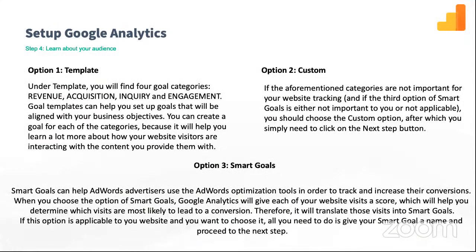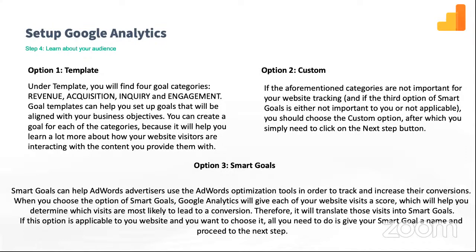So I just showed you the template. There's a couple of categories: revenue, acquisition, inquiry, and engagement. Those are the overarching categories that you can use to track what people are doing on your website. And obviously everything is different. I mean, you can have a lot of goals set up on your website, and those goals can each do something completely different. So you could set up a goal for each one of those categories if you like.